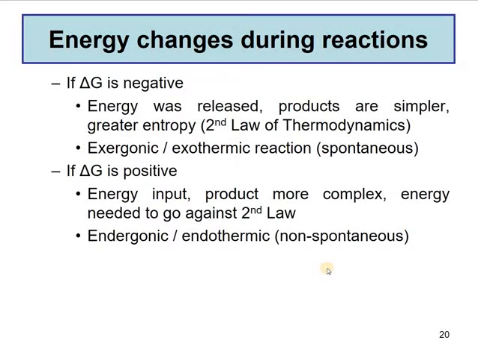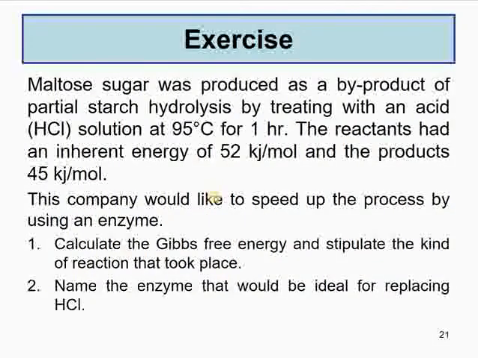So if delta G is negative, it means that energy was released, the products are much simpler, and there's greater entropy. It will tell you that the reaction was an exergonic, or what we call a spontaneous, reaction. However, when you have a positive delta G, then you know there was energy input, and the products are more complex. The energy was needed to go against the second law of thermodynamics, and those kinds of reactions are endergonic.